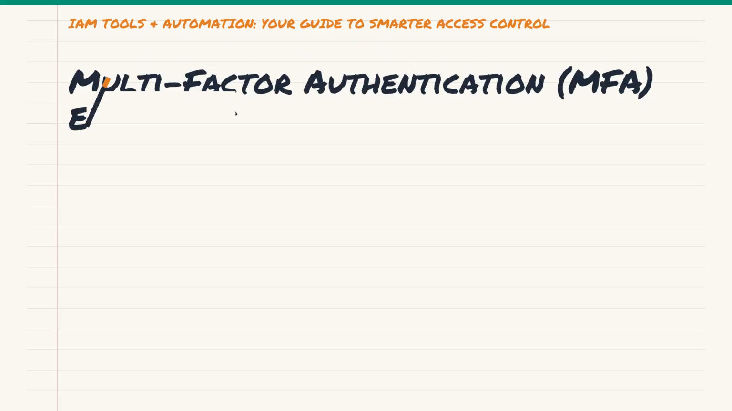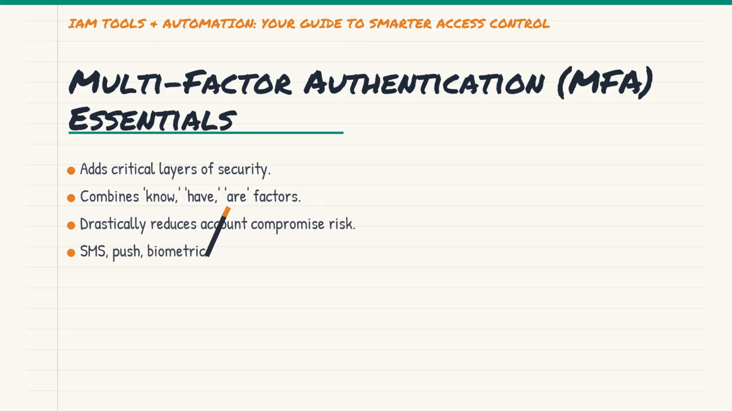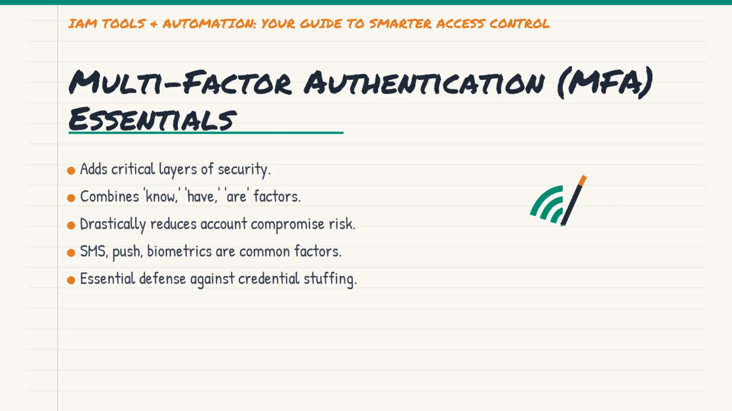SSO is great, but what if those central credentials get compromised? That's where MFA steps in. It's that second or third layer of security: something you know, a password; something you have, a phone or token; or something you are, a biometric. Implementing MFA is one of the single most effective ways to prevent account takeovers. For example, a common scenario is a password plus an SMS code or a push notification to a mobile app. The "never trust, always verify" mantra is truly embodied by MFA.